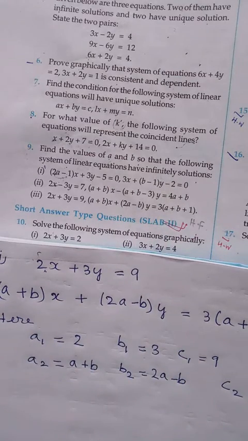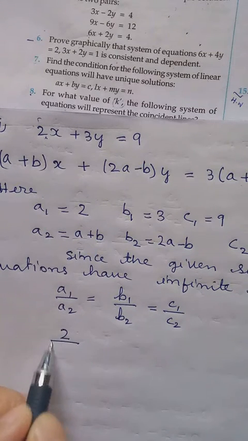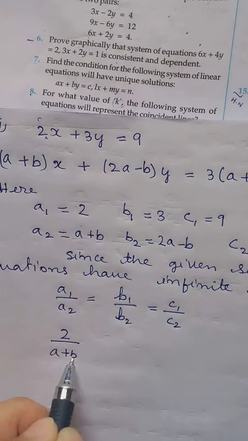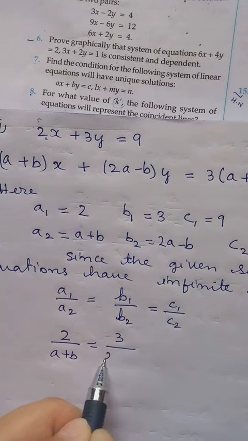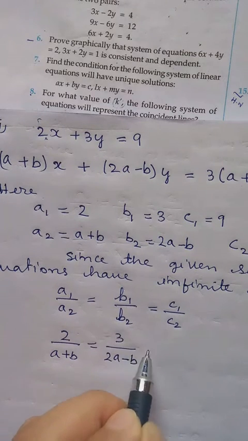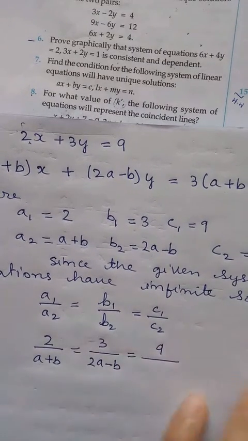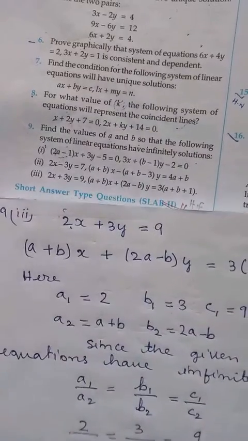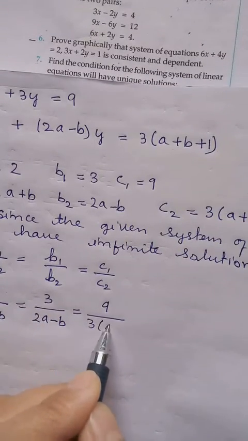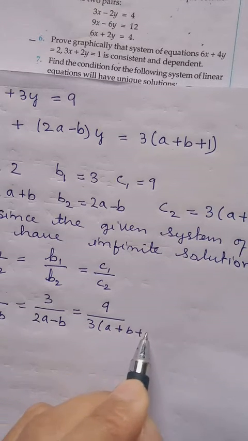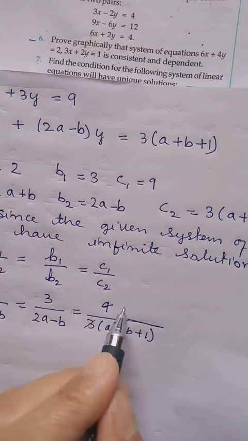So remember, because they mentioned that the system of equations has infinite solutions, that means we can write that all the coefficients are equal. A1 here is equal to 2, A2 equal to A plus B, B1 is 3, B2 is 2A minus B, C1 is equal to 9, and C2 is equal to 3A plus B plus 1. Here 9 you can divide.